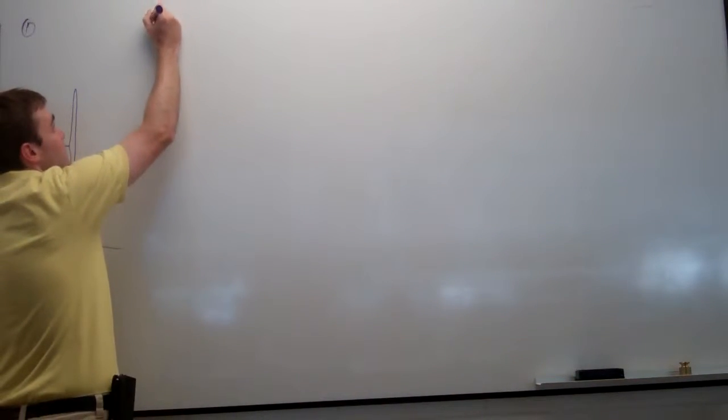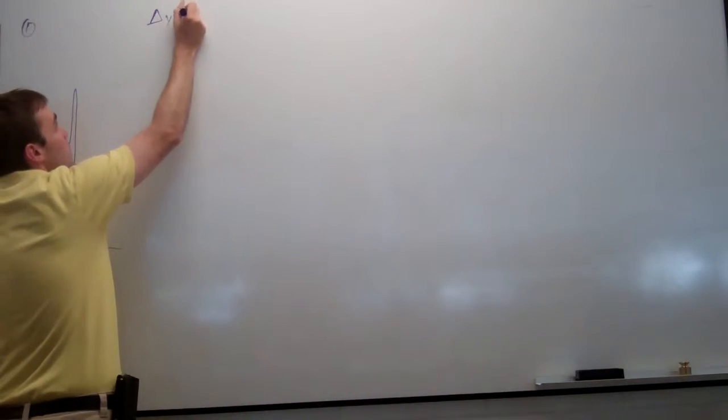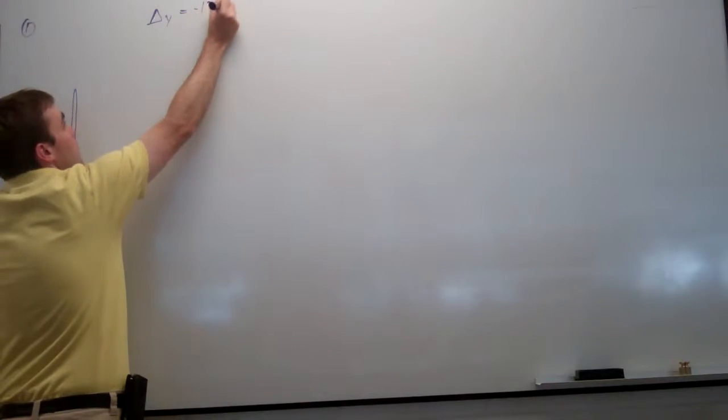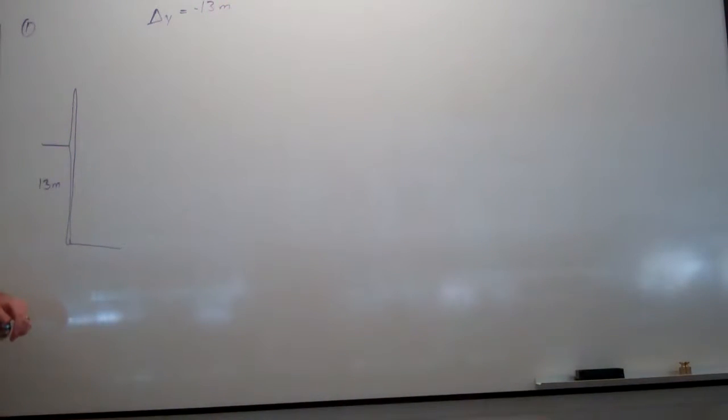What do we know in this problem? The height of the cliff. Right, the cliff is 13 meters. What can we put that in as? James? Delta y equals negative 13 meters. Everybody understand why that is? We're 13 meters lower than when we started. Anything down is going to be negative.